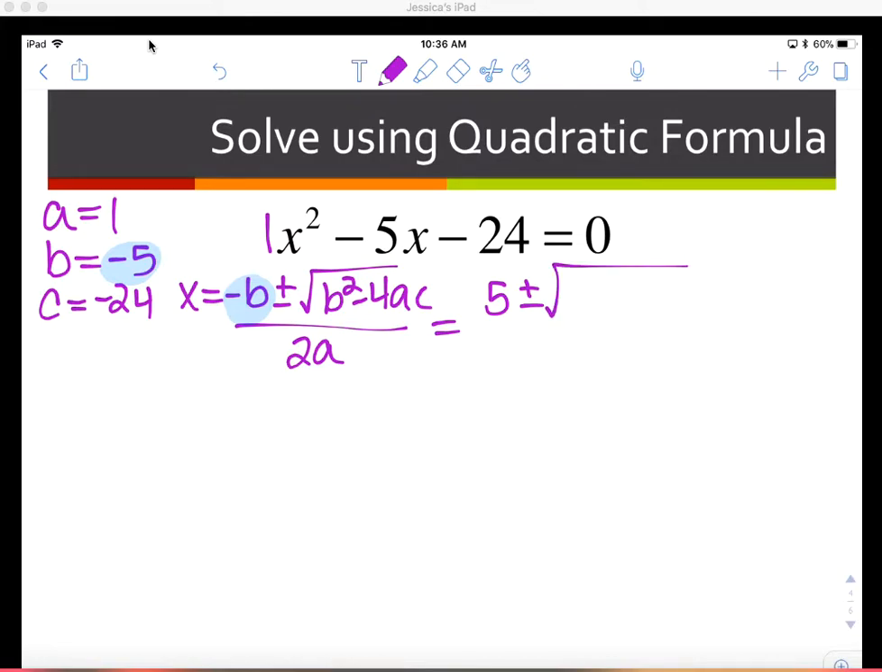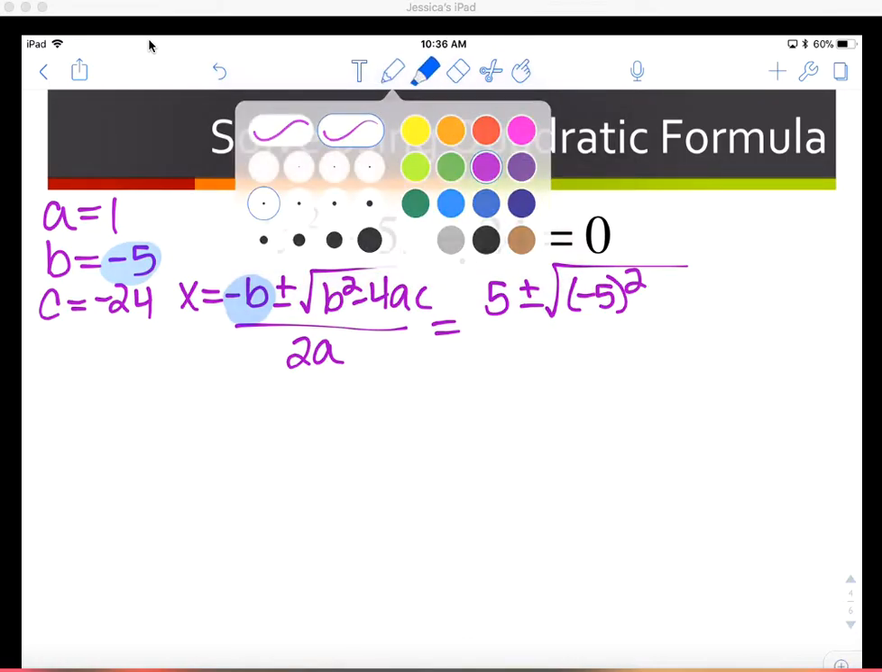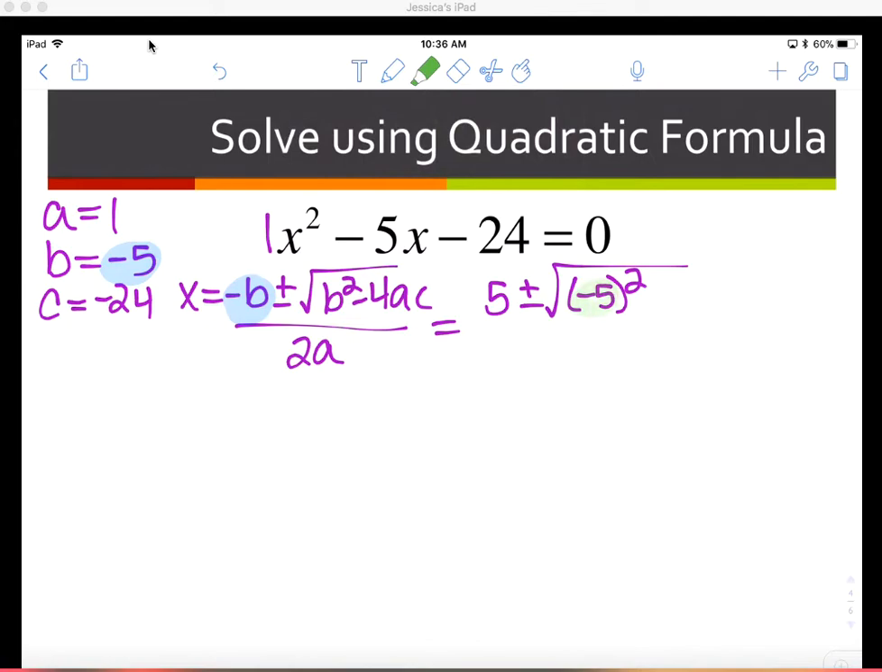Then I have the square root of negative 5 squared. I want you to always put your b squared in parentheses. This is important when it comes to your signs. Negative 5 times negative 5 will give us positive 25. If you don't have parentheses there, the calculator will tell you that that's negative 25. So be careful and always use parentheses. Then we have minus 4 times a, which is 1, times c, which is negative 24. And this is all over 2a, which in this case is 2 times 1.